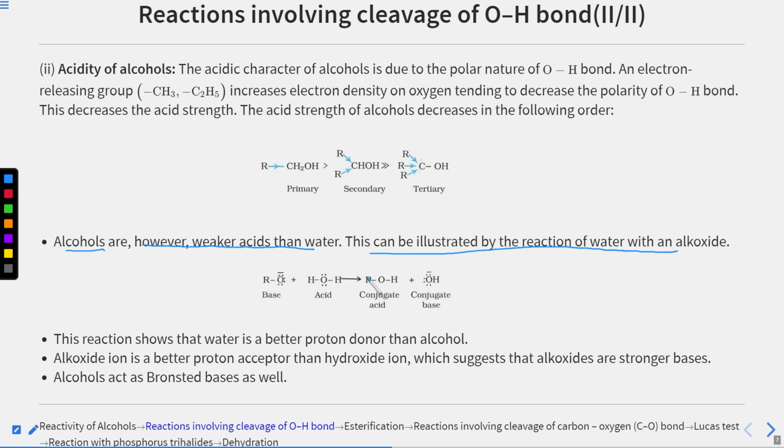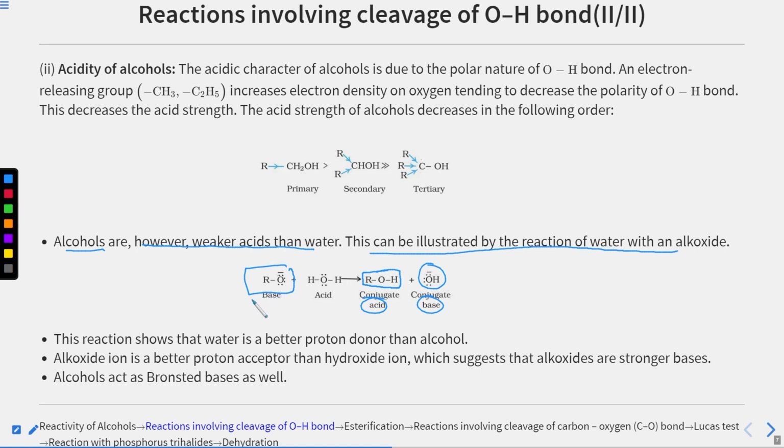Now what does this mean? That this ROH is more interested in being in this form rather than this form. If it had preferred to go to this form, then we would say that it would act as a better base. But it is not so. Instead we have seen that it is more favorable in this form. Clear? So it is acting as an acid, and the water is acting as a base. Sorry, OH minus is acting as a base.